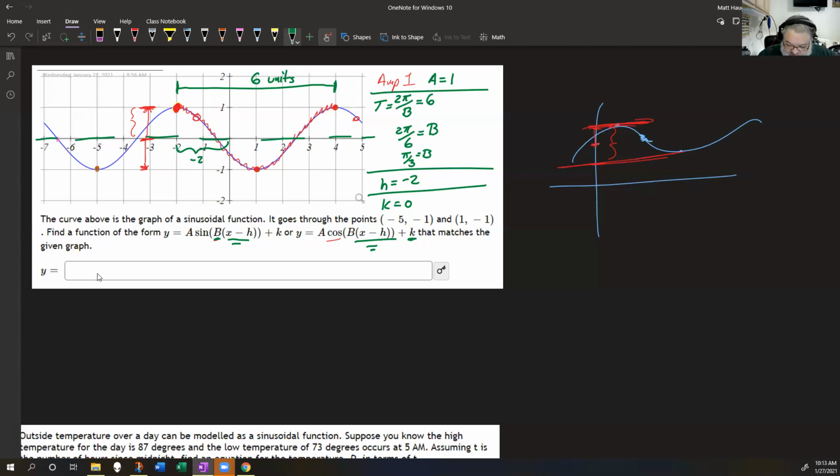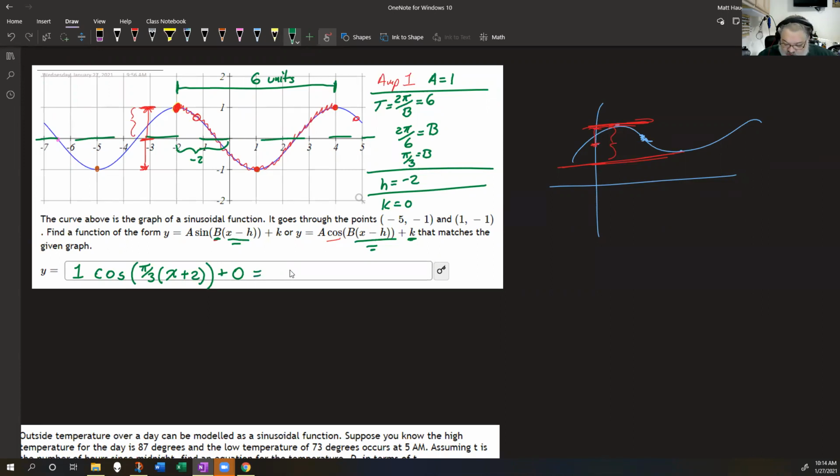So when we put this all together, we end up with y equals 1 times, we don't necessarily have to write the 1, but just for clarity, 1 times the cosine of the B we found, pi over 3. And they want it in this X minus -2, so plus 2, plus 0. If you don't have to write the plus 0, you don't have to write the 1. That's all our pieces in there. Now, this is the form they asked for, so I wouldn't mess with it. Again, I wouldn't write the 0 and the 1.